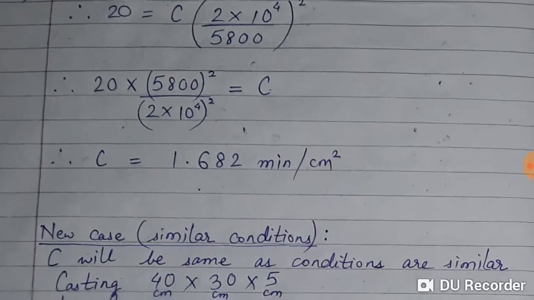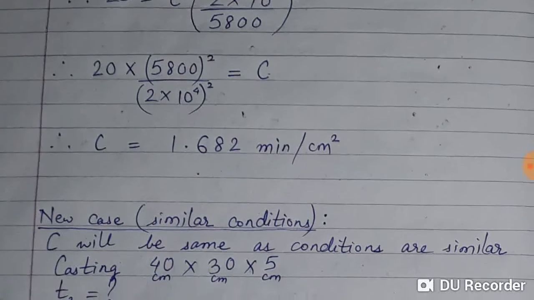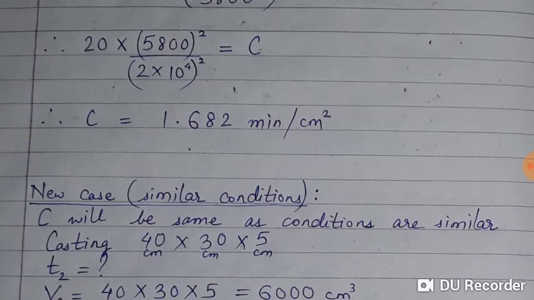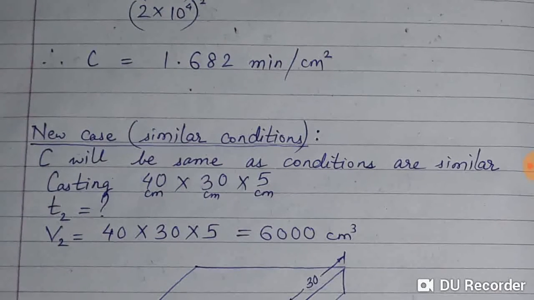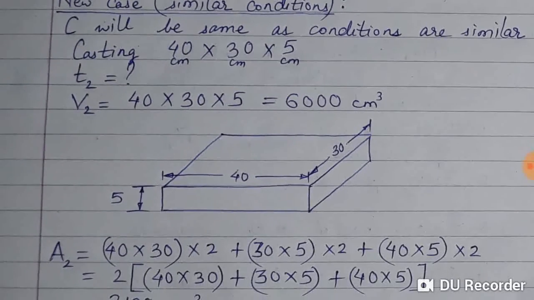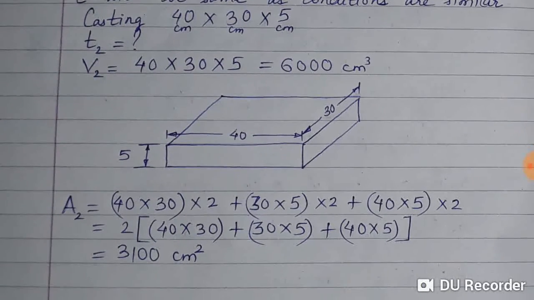Now for the new case given in the problem, where the casting size is 40 into 30 into 5, as we know, C will be the same as the conditions are similar. We need to find the solidification time, that is T2. Now the volume, V2, is equal to 40 into 30 into 5, that is 6000 centimeter cube. We need to find the surface area of this new casting, and I have made the diagram, though it is not compulsory. I have made this for explanation purposes.